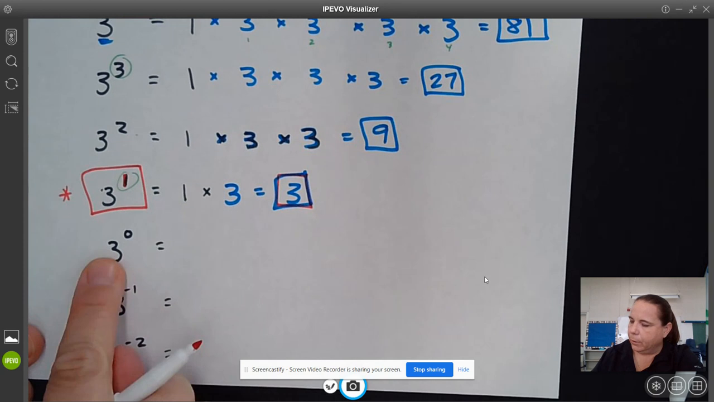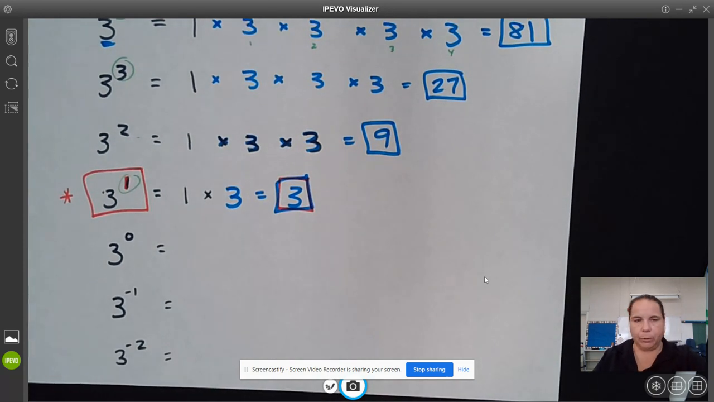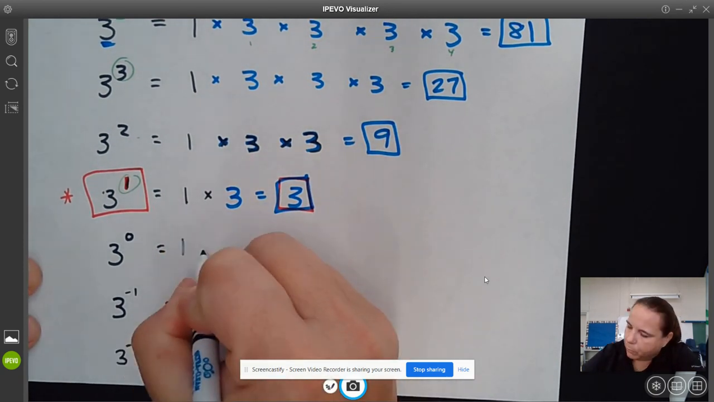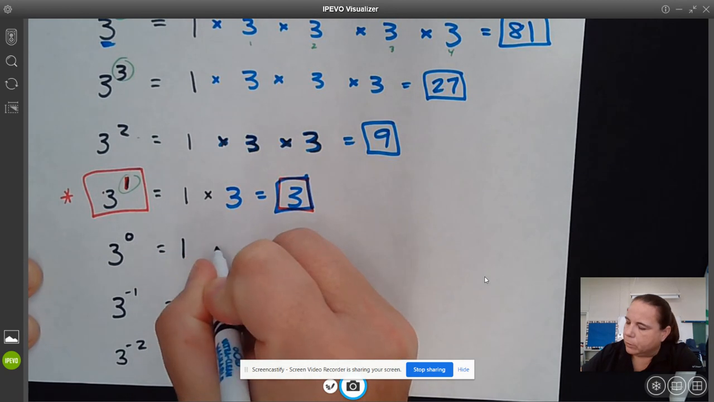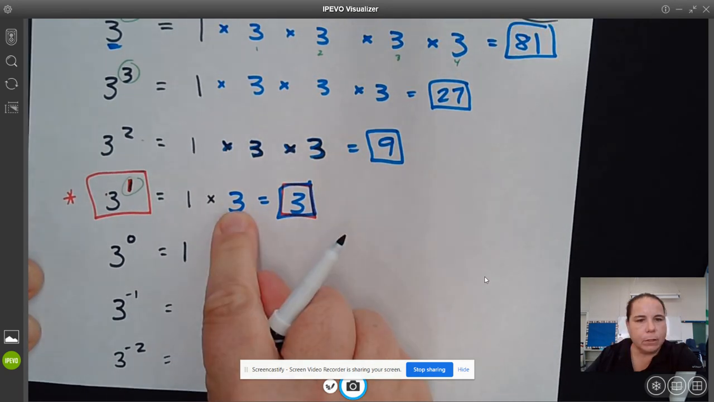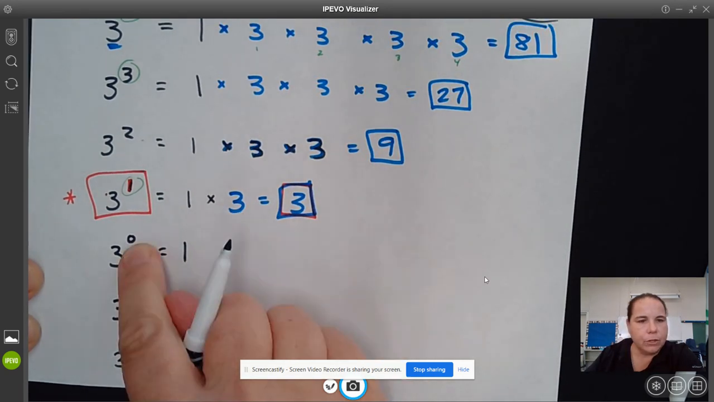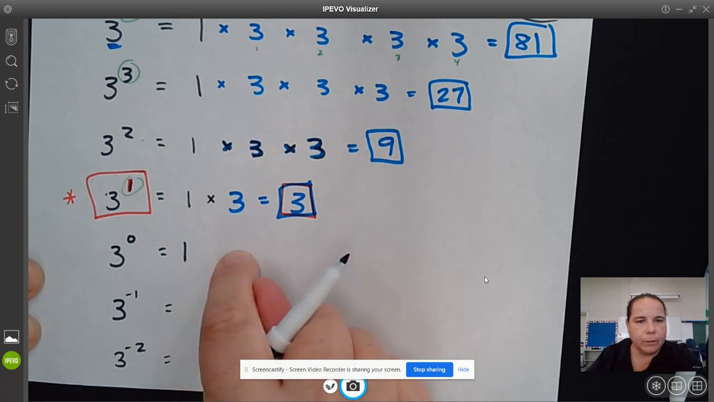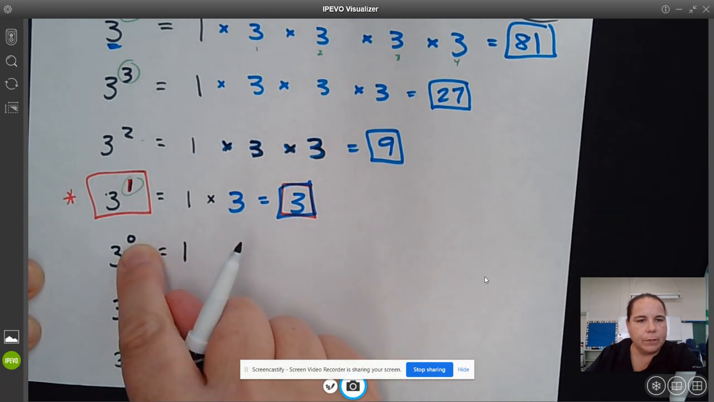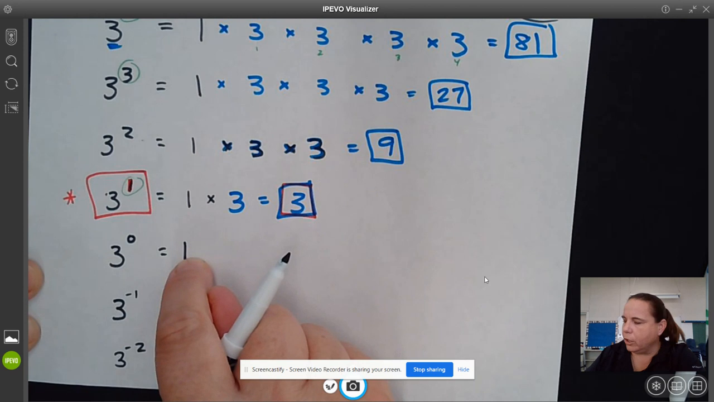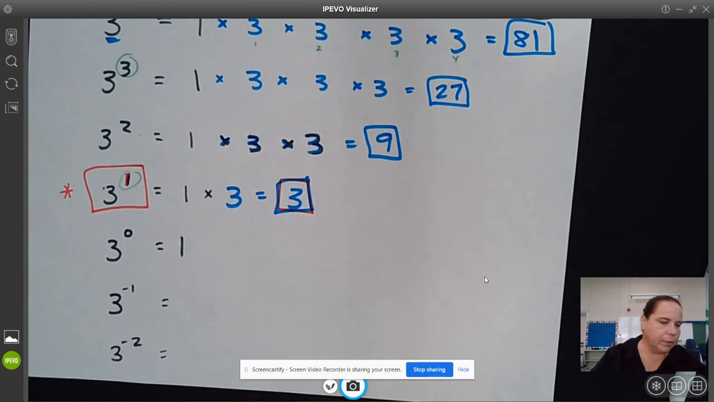All right, so here we go. Remember, we're always going to start with multiplying by 1, and then we're going to multiply by no 3s. There's no 3s we're going to multiply by. So that means if it's to the 0 power, then it is just 1. This is another exponent rule.